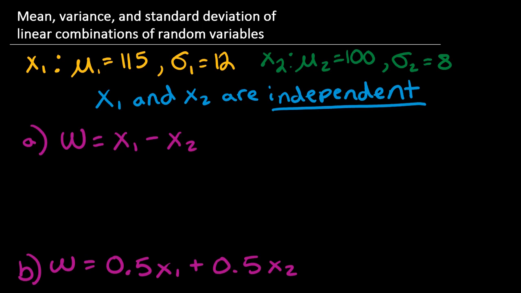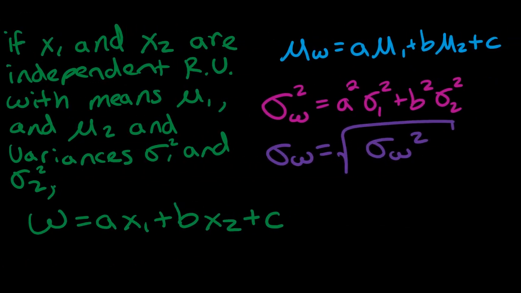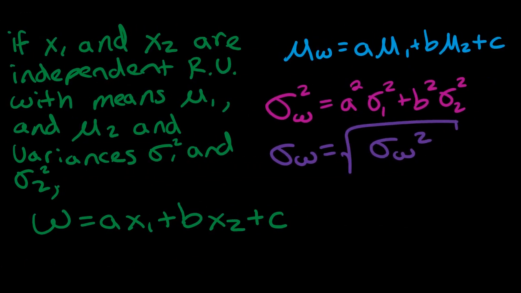Alright, in this video I'm going to discuss how to calculate the mean, variance, and standard deviation of linear combinations of random variables. Okay, and I have an example here, but before I go to that example, let me discuss the rule in general. So if x1 and x2 are independent random variables, and their means are mu1 and mu2, and their variances are sigma 1 squared and sigma 2 squared, we have this linear combination, so w.